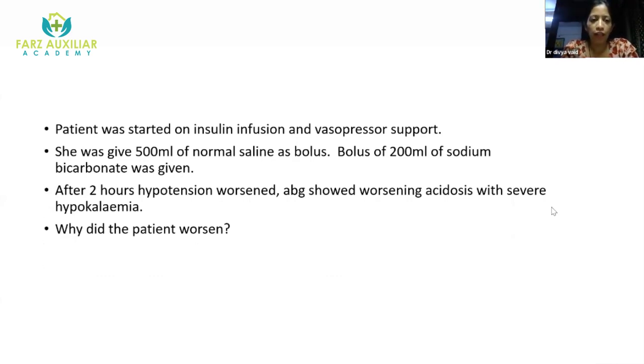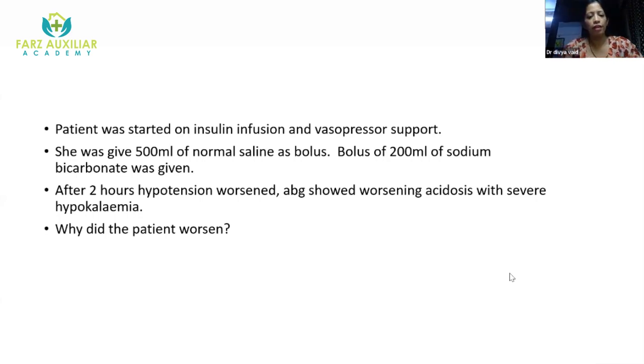So after treating it in this fashion, after 2 hours, the hypotension has worsened. The ABG is now showing worsening acidosis, and the potassium, initially high at 5.3, has gone very low. So why did the patient worsen with this treatment? These are all the things you're supposed to treat with, right? Insulin, fluids, bicarb, but your acidosis is worsening. So why is that happening?